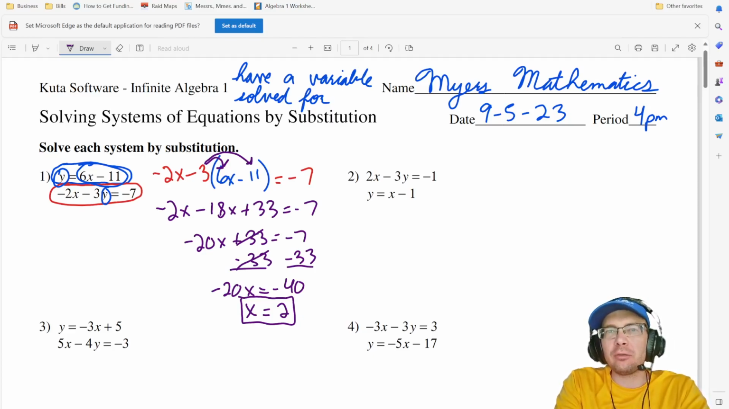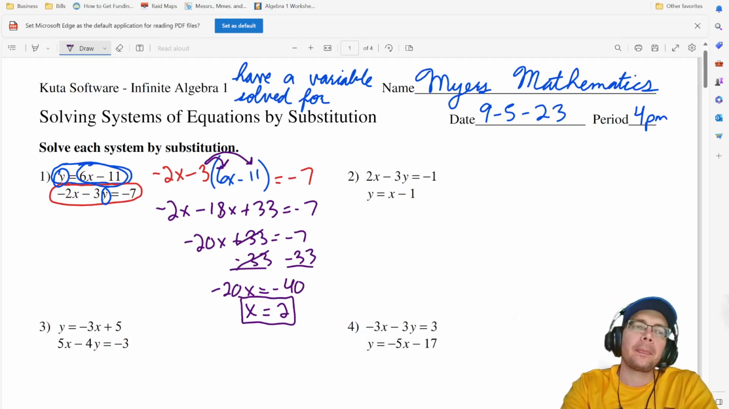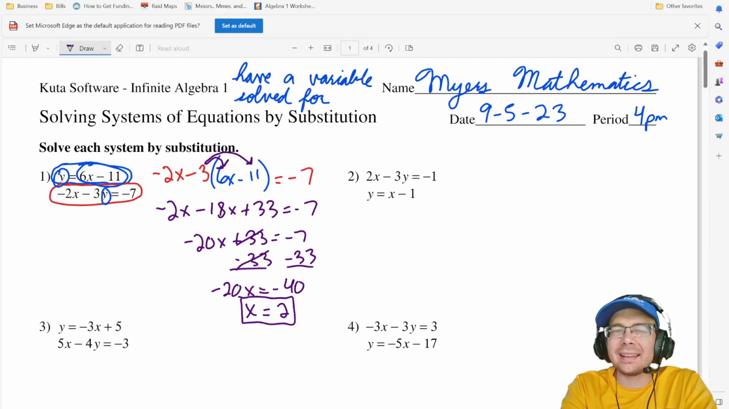Maybe like 55 to 60% of the time. So it's not like a lot better than the other method, but I think out of the two, it's probably a little bit better. I just like elimination because of the way it works, but substitution actually is pretty nice. So they're both good methods. I would recommend knowing both.